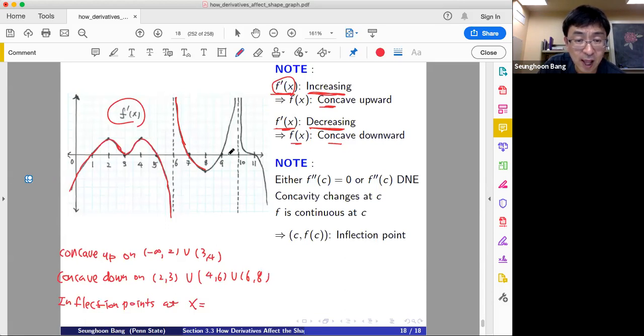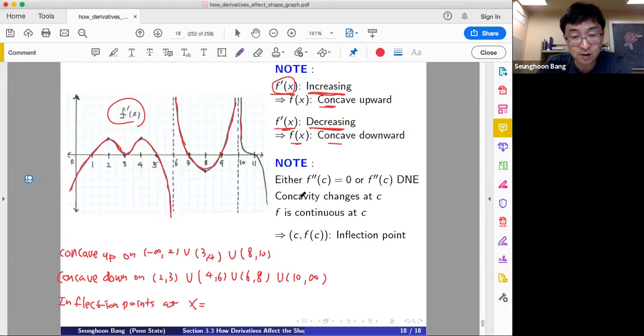What is 8 to 10? Concave up or down? The graph is increasing. F prime is increasing. Concave up. 8 to 10. From 10 to infinity, what is the graph? Just decreasing. So we have 10 to infinity, concave down.